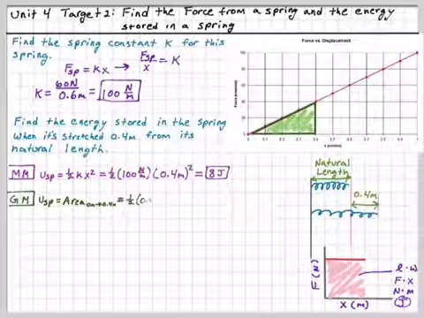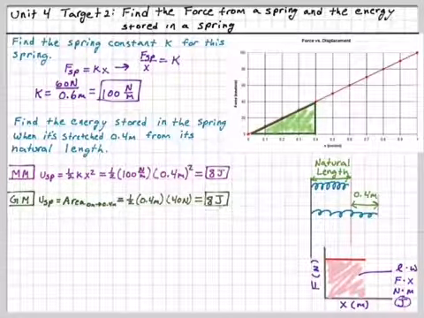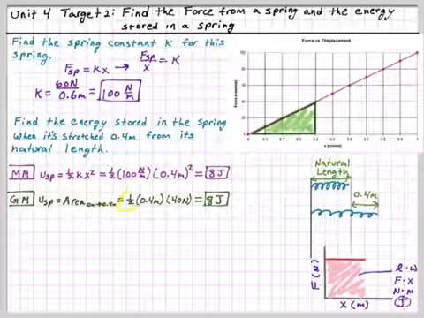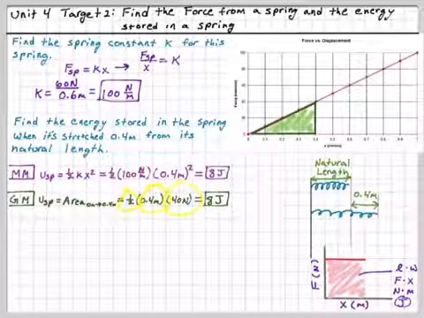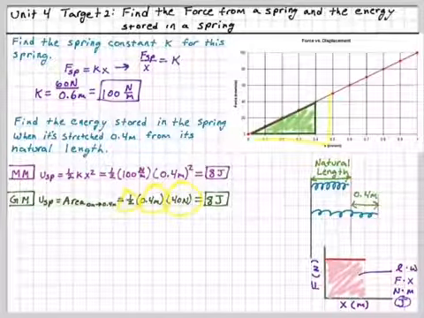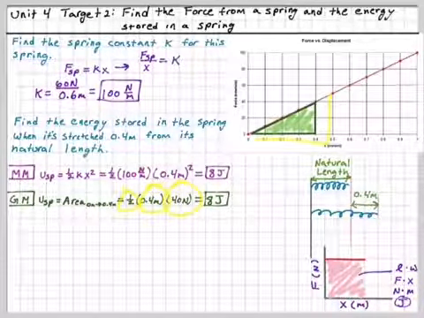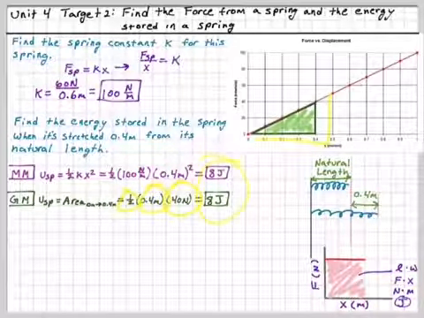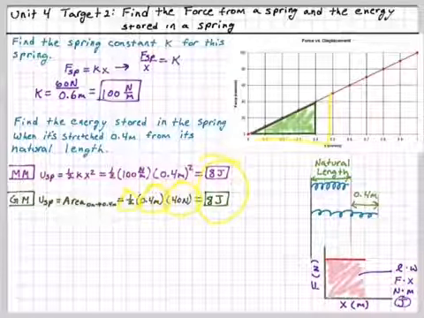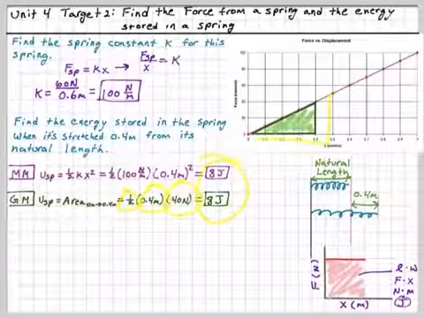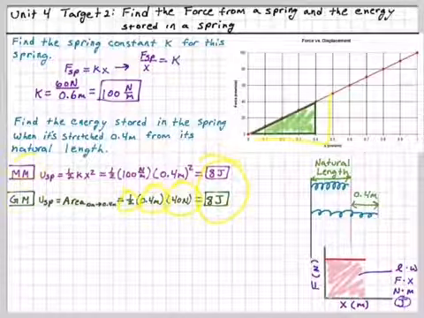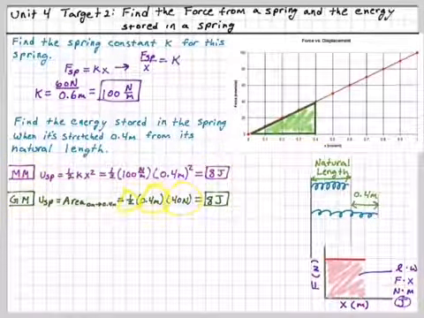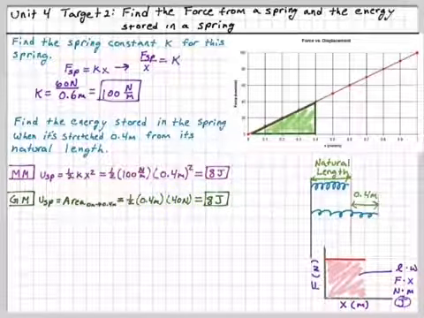So if we find the area under the graph from 0 to 0.4 meters, it's a triangle, so we do 1/2 base times height. In this case, our base is 0.4 meters and our height is 40 newtons. And we find that it comes out to be 8 joules. You know that you're applying your models right when you can apply two separate models, like the mathematical and graphical model, and they come out to give you the same answer. That's a strong indicator that you're applying your models correctly.